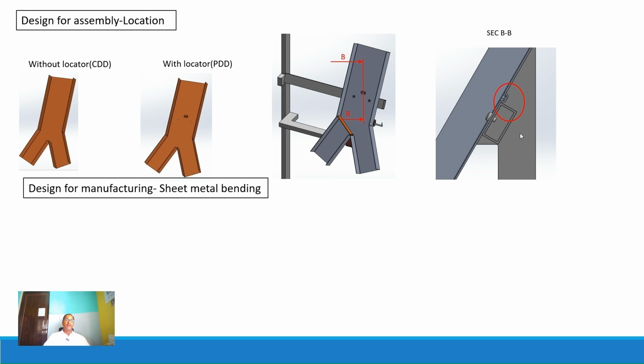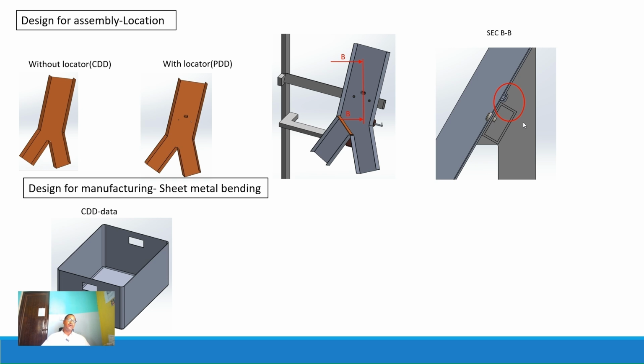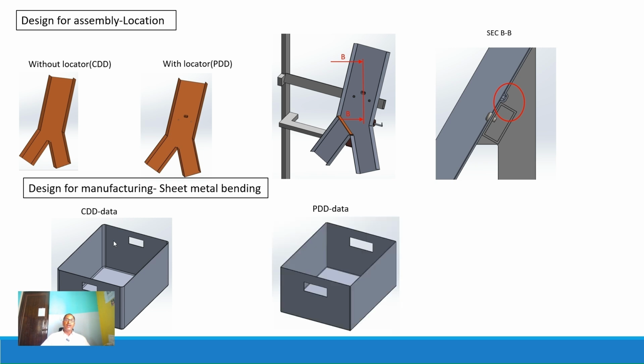Moving on, design for manufacturing. That is the sheet metal bending operation. If you look at the concept design data for this particular bin, I had just modeled it to get the shape for this bin, but this is not easy to manufacture. Now, if you look at the preliminary design and development data, this bin is formed by folding these four walls and joining them to each other with the help of a welded joint on all four corners.